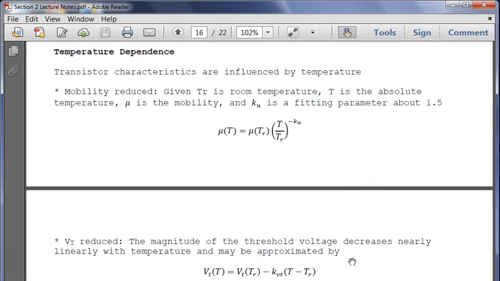Next, we consider how the threshold voltage is reduced. The magnitude of the threshold voltage decreases nearly linearly with temperature and may be approximated using this equation, where the threshold voltage as a function of the current temperature is equal to the threshold voltage at room temperature minus kVt, which is another fitting parameter, approximately 1 to 2 millivolts per Kelvin, times the current temperature minus the room temperature.